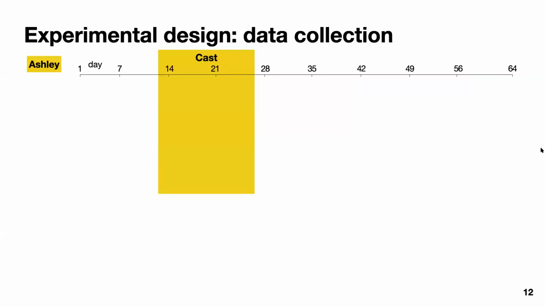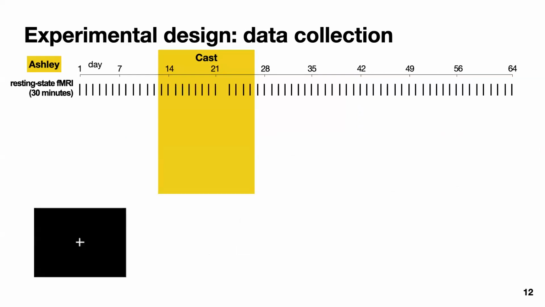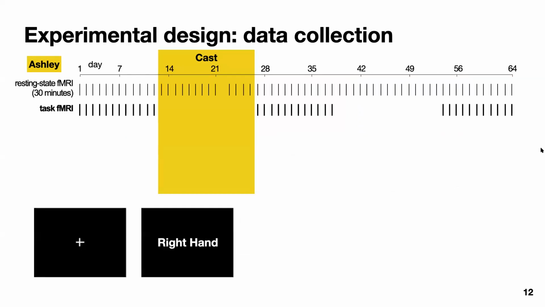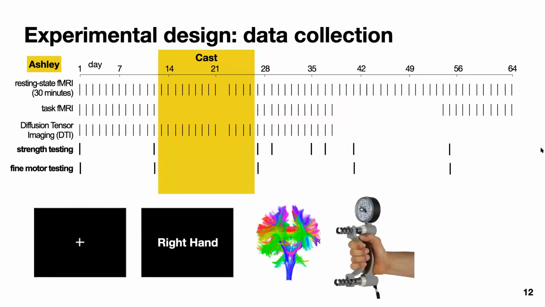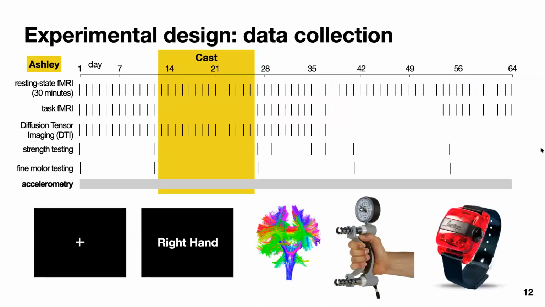And so we acquired a lot of MRI data in this experiment. So this is an example schedule for the data we collected from Ashley. And this included 30 minutes of resting state fMRI every day for 64 days. Task fMRI before and after the cast. Diffusion tensor imaging, which allows us to look at white matter tracks that connect brain regions. I won't be talking about those data today. And periodic strength and fine motor testing before and after casting. And then, as I mentioned, constant behavioral monitoring using accelerometers worn on both wrists. Now, I should emphasize here that this is a very uncommon amount of data to collect in a human imaging experiment.